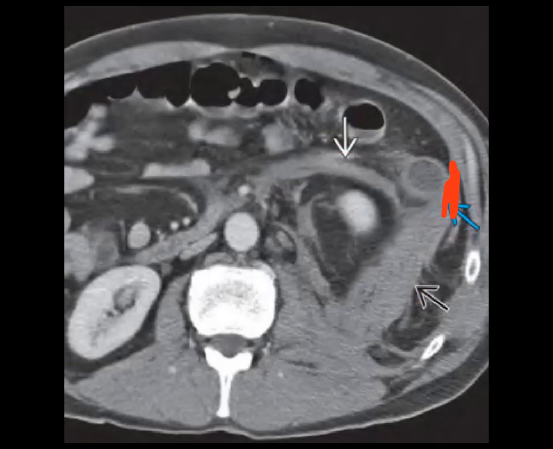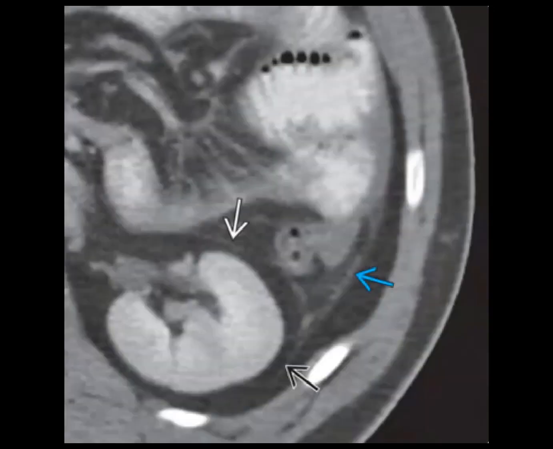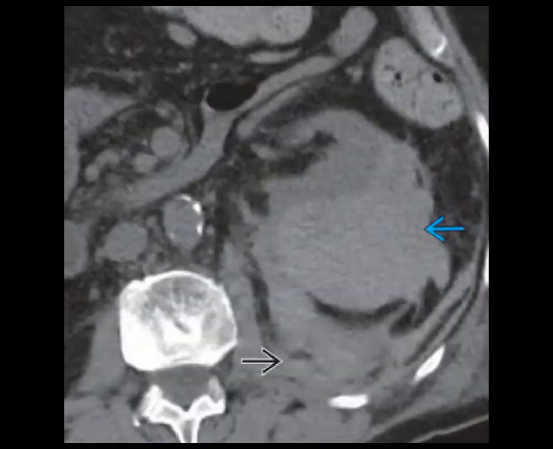So this kind of fluid which is entering into the retromesenteric plane, retrorenal plane, we see in case of pancreatitis, and this is a case of pancreatitis. Comparing it with the previous image, we can see that there is thin anterior renal fascia, posterior renal fascia, and the lateral conal fascia.